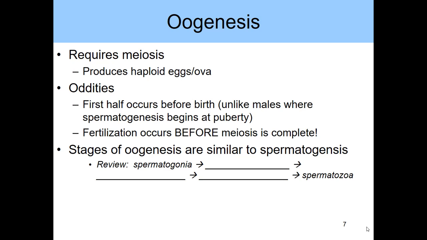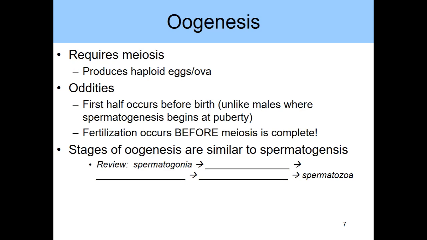Spermatogenesis begins with the sperm stem cell called the spermatogonia. The spermatogonia will undergo mitosis, producing a primary spermatocyte, which will undergo meiosis 1, which produces a secondary spermatocyte, which will go through meiosis 2, producing spermatids. The spermatids will undergo spermiogenesis, which is sperm maturation, producing spermatozoa or sperm.